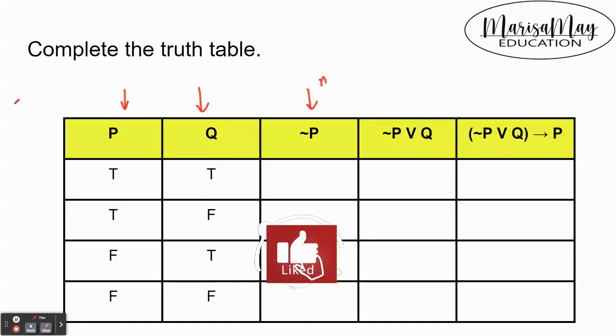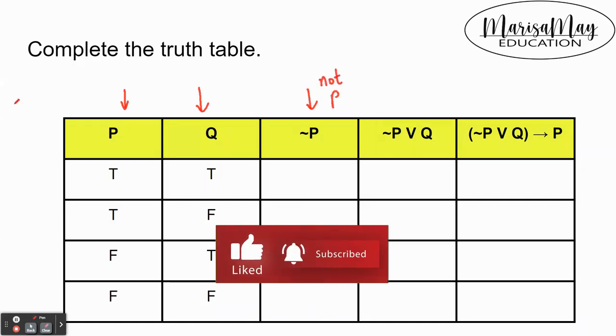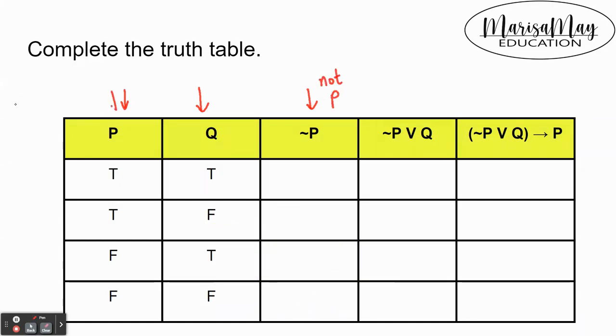That means not P. So I'm going to look at my P column, and I'm just going to do the opposite here. So P in the first column is true, so I'm going to write a false. Again, true and true. I'm just doing the opposite of what's in the first column.